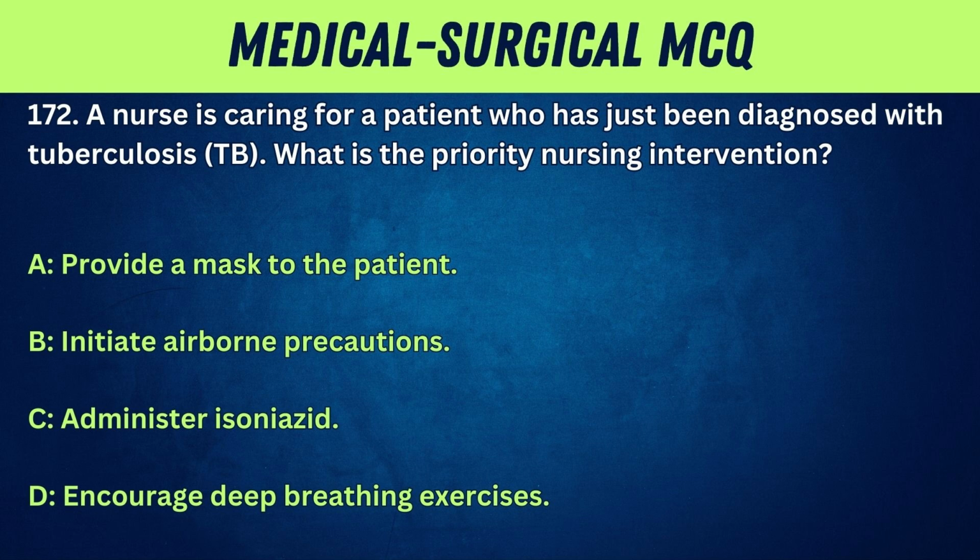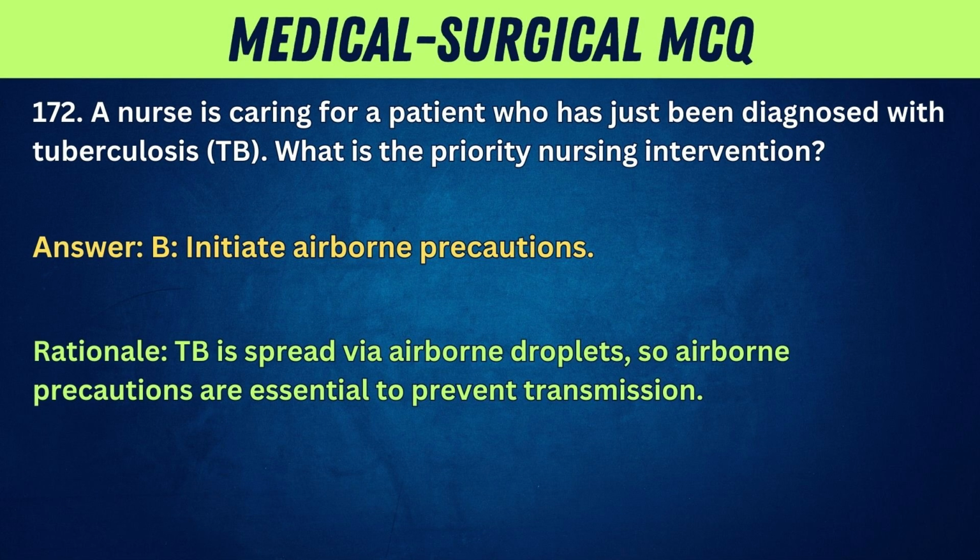172. A nurse is caring for a patient who has just been diagnosed with tuberculosis, TB. What is the priority nursing intervention? A. Provide a mask to the patient. B. Initiate airborne precautions. C. Administer isoniazid. D. Encourage deep breathing exercises. Answer: B. Initiate airborne precautions. Rationale: TB is spread via airborne droplets, so airborne precautions are essential to prevent transmission.